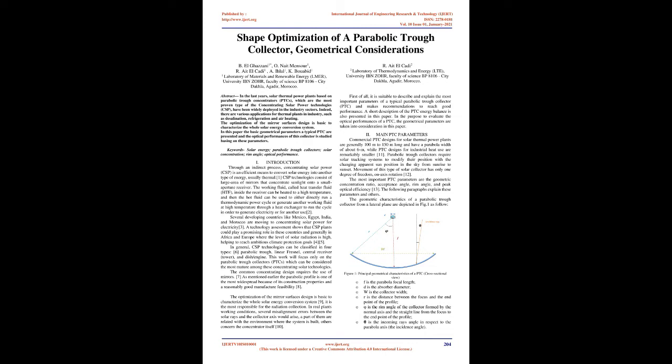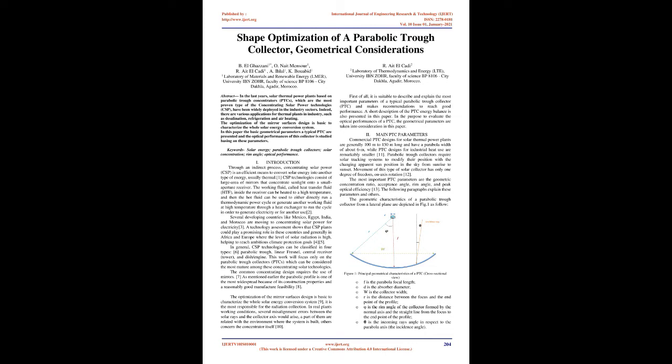Introduction. Through an indirect process, concentrating solar power, CSP, is an efficient means to convert solar energy into another type of energy, usually thermal. CSP technologies consist of large areas of mirrors that concentrate sunlight onto a small aperture receiver. The working fluid, called heat transfer fluid, HTF, inside the receiver can be heated to a high temperature, and then the hot fluid can be used to either directly run a thermodynamic power cycle or generate another working fluid at high temperature through a heat exchanger to run the cycle in order to generate electricity or for another use too.